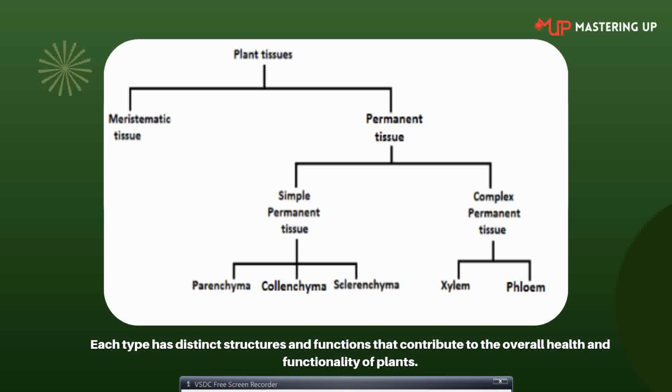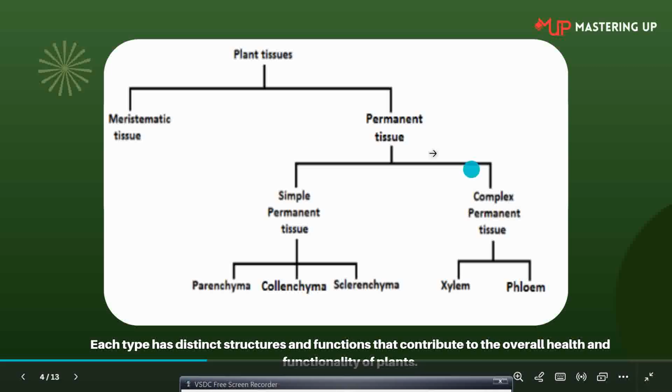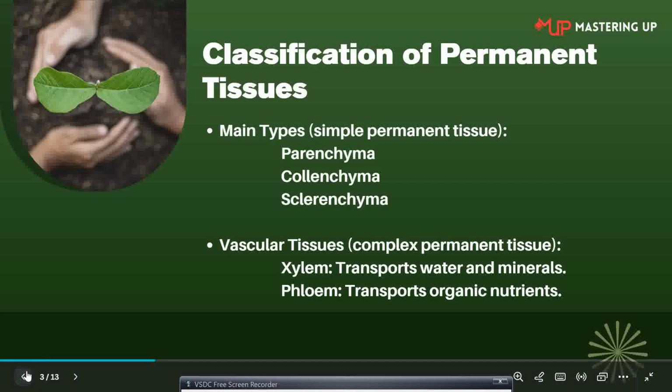Each type has distinct structure and functions that contribute to the overall health and functionality of the plant. This whole permanent tissue part we will be studying in this class. So let's start again. The permanent tissue, as we already told you, has two main types: simple permanent tissues, which are parenchyma, collenchyma and sclerenchyma, and the vascular tissues, or complex permanent tissue, that is xylem and phloem.